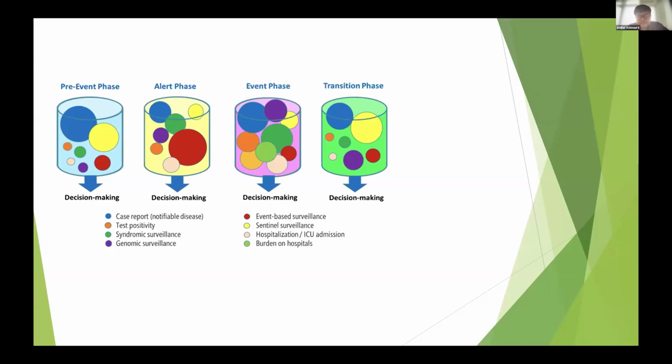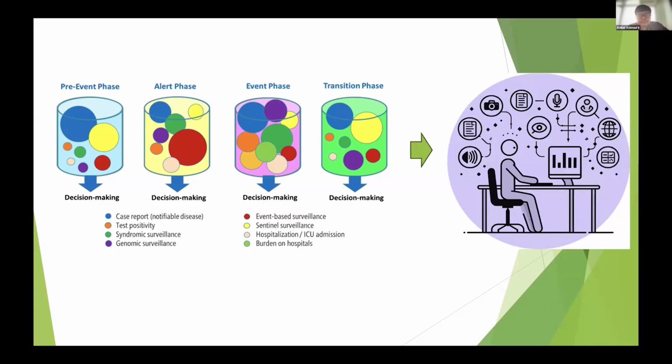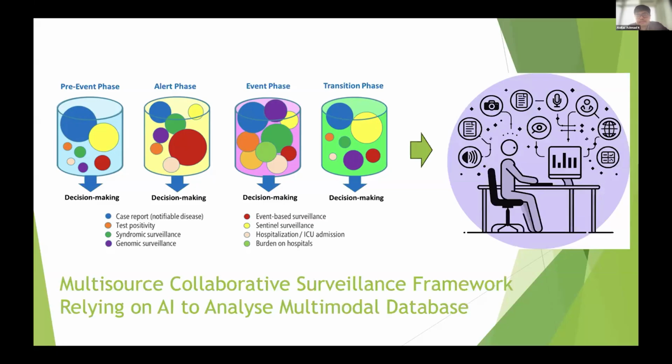Because of these various multimodal data sources, current statistical methods cannot cope with the analysis and give decision making at the right time. So we need artificial intelligence that can fit with the various data sources from case reports, event-based surveillance, and hospitalization, that can calculate the risk and also inform the decision maker to perform a proper response.